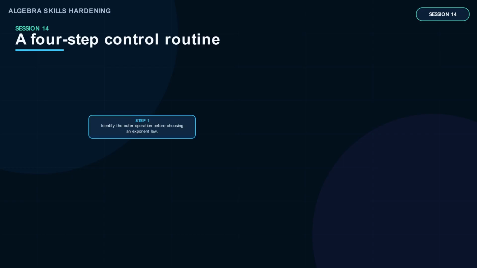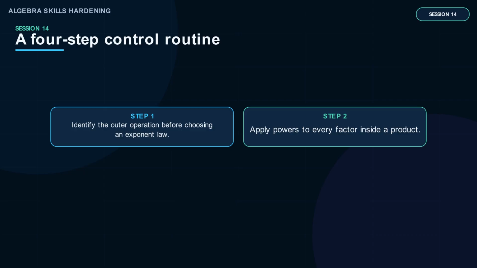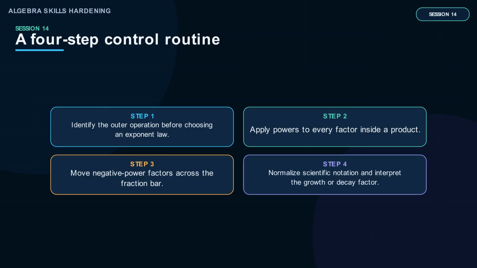Step 1. Identify the outer operation before choosing an exponent law. Identify the object being changed and the requested result. Step 2. Apply powers to every factor inside a product. Use a separate line so signs, units, and restrictions stay visible. Step 3. Move negative power factors across the fraction bar. Work efficiently without skipping an operation. Step 4. Normalize scientific notation and interpret the growth or decay factor. Whenever possible, verify with evidence independent of the original working.